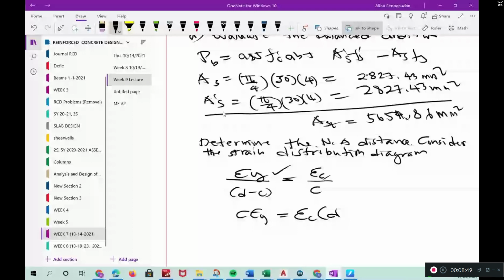Now we're going to solve for this later, okay? Sorry. So, where is it equal to? A is equal to C, D minus D. Okay, yeah.